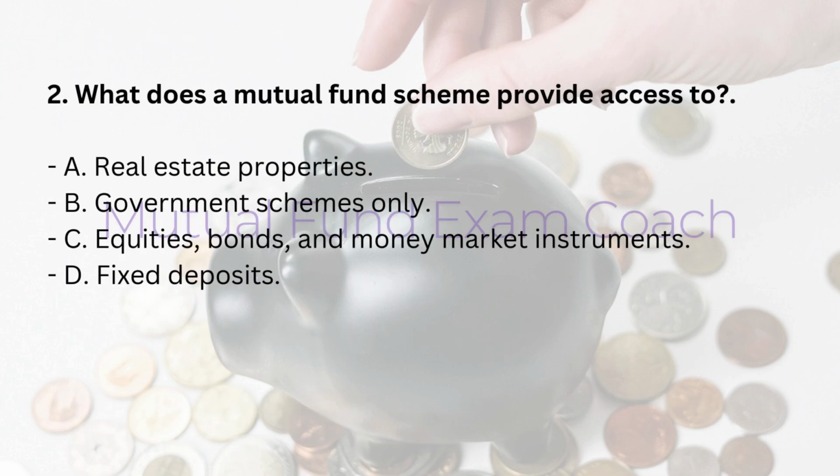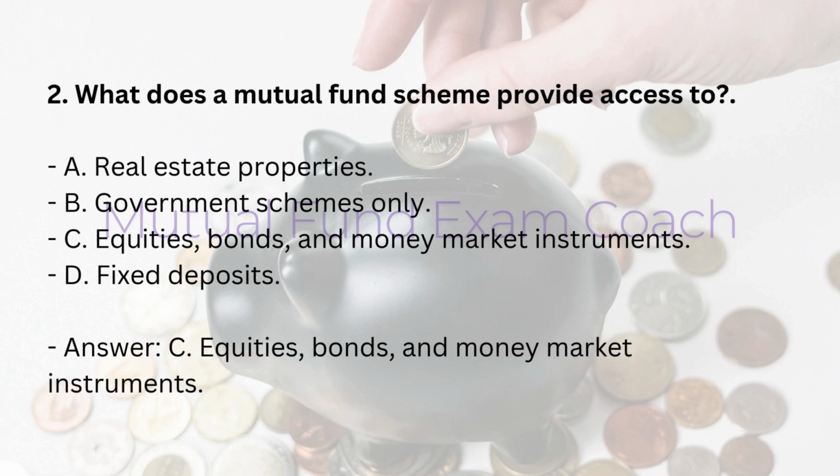2. What does a mutual fund scheme provide access to? A. Real estate properties. B. Government schemes only. C. Equities, bonds, and money market instruments. D. Fixed deposits. Answer: C. Equities, bonds, and money market instruments.